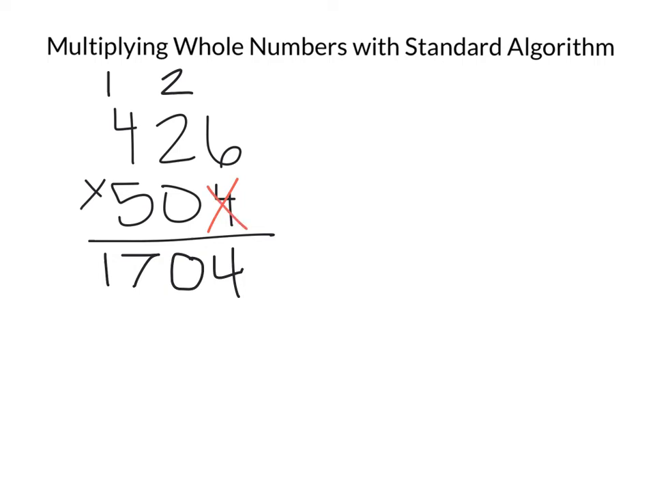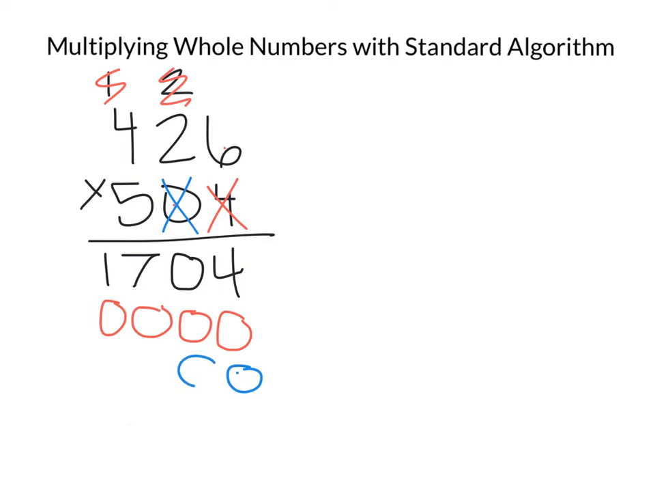Now I'm done with the 4, done with the 2, done with the 1. Now I'm focusing on my tens place, which is 0. I can't forget to put a 0 here. 6 times 0 is 0. 2 times 0 is 0. 4 times 0 is 0. Now I'm done with the 0. I'm done with my tens. Now I'm moving on to my 5, which is in the hundreds place. Because it's in the hundreds place, I have to add 2 zeros. And I multiply like we have been doing so far.